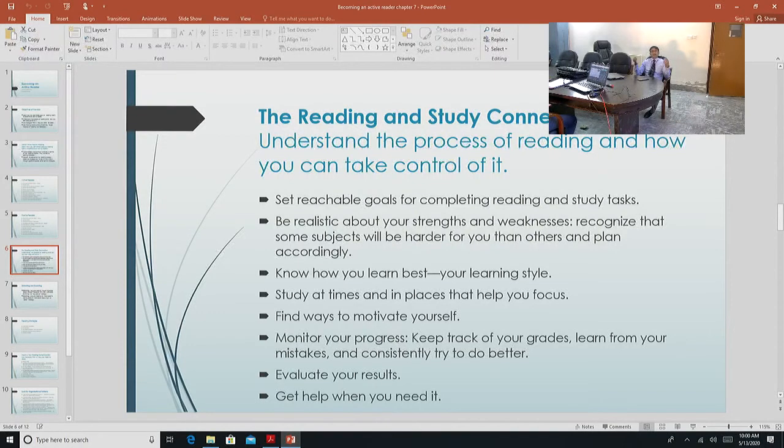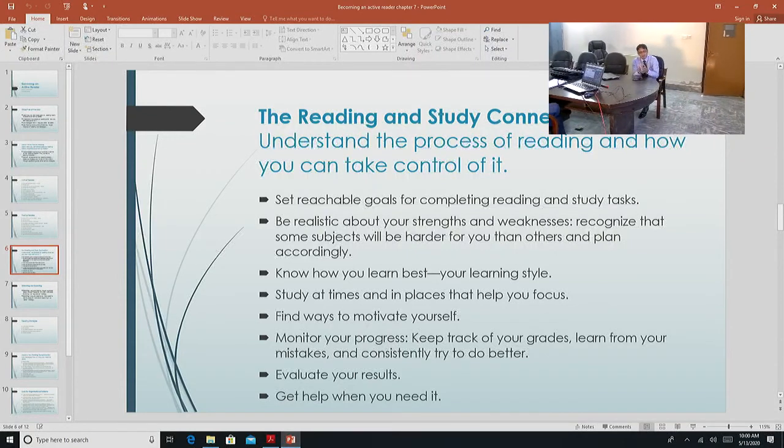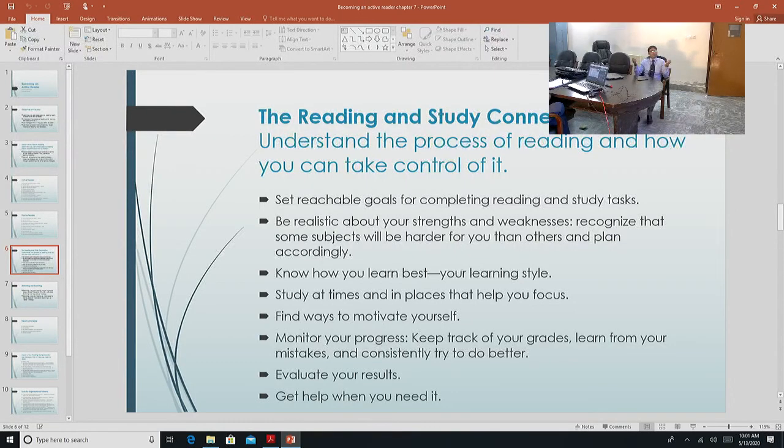You can easily understand how much you have been able to grasp, and still what is not clear, and the questions that you have raised. Did you get the answers of these questions that you have raised? Or still you need further reading in order to get the answers of the questions that you have raised? Or did you need the help of your teacher or your friends? So think about this thing. Monitor your progress, keep track of your grades, learn from your mistakes, and consistently try to do better. Evaluate your results. So all these things are very, very important in order to become an active learner.